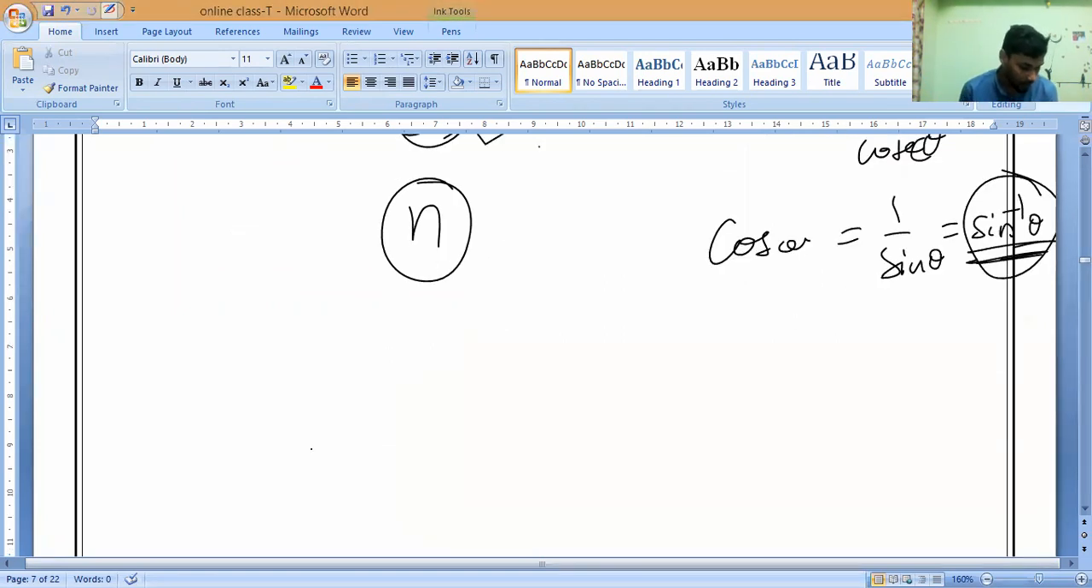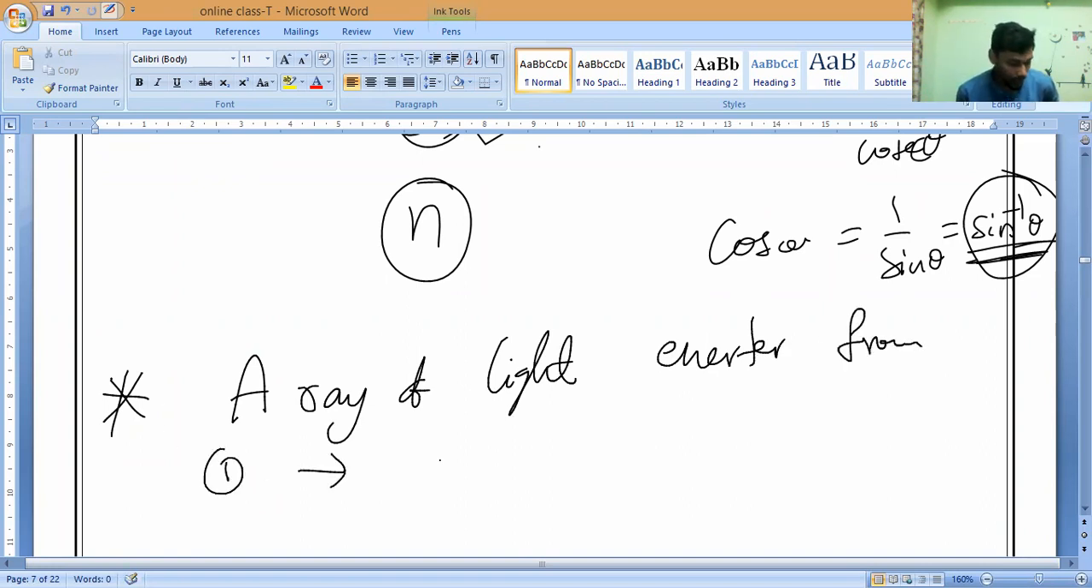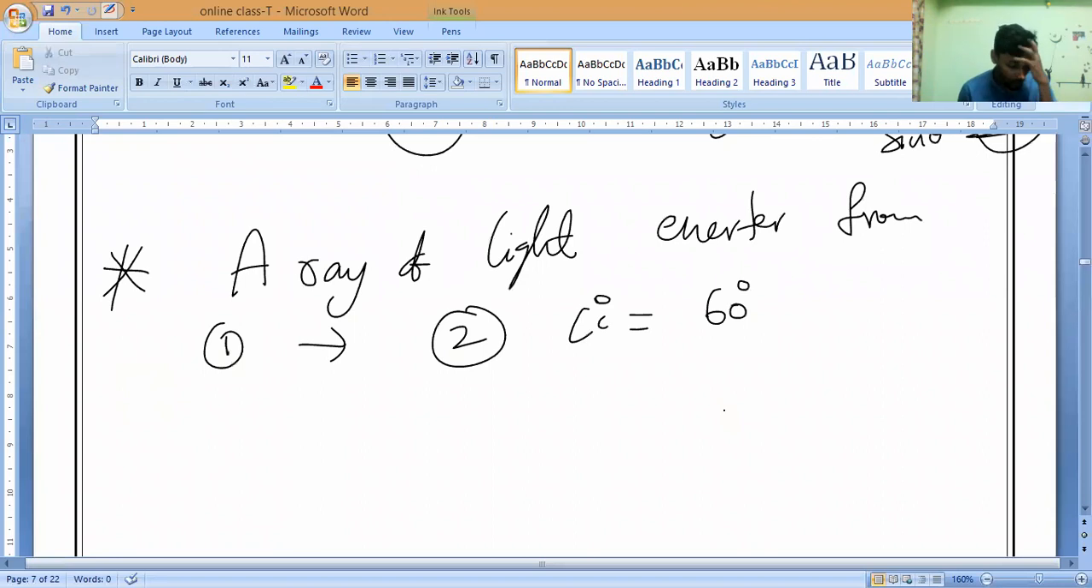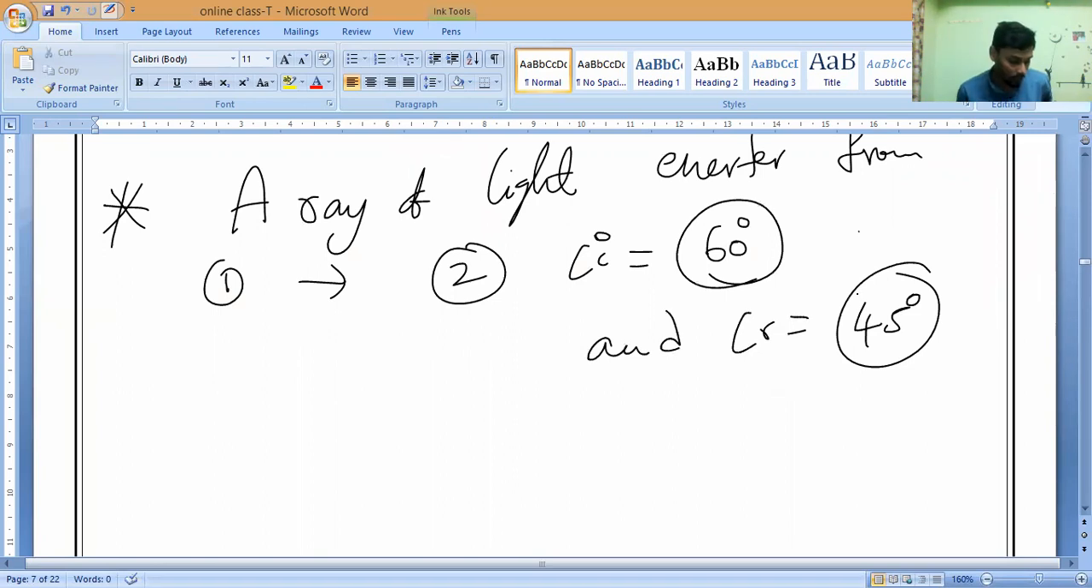So you can write the question, please. A ray of light enters from medium 1 to medium 2, having an angle of incidence equal to 60 degrees and angle of refraction equal to 45 degrees.